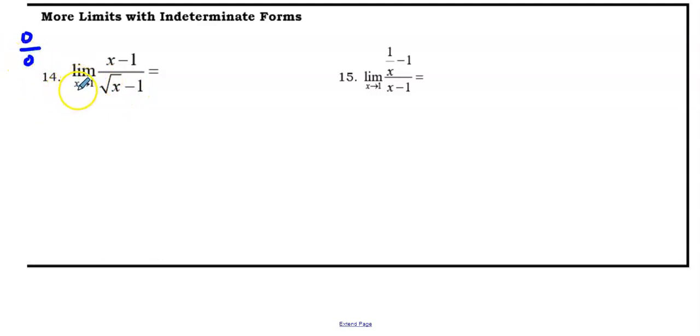So just like in the first video, we have an indeterminate form here. And so we talked about factoring. Well, we're not going to factor this. So in this case, we're going to multiply by the conjugate. All right, so this is going to be the multiplication by the conjugate.